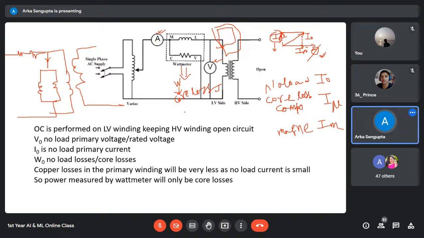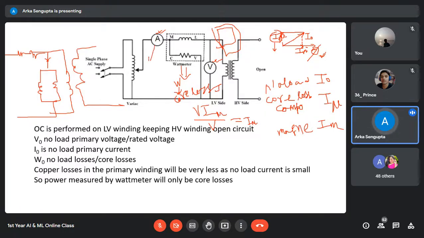Now core loss can be written as V into I. The voltage that is being applied and the current, this is the core loss component of current, divided by V, that would give us I mu, right? Understood? So V into I mu divided by V gives us I mu. That is the core loss component of current.